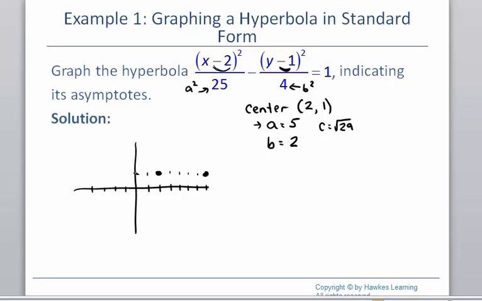And then I'm going to come back this way. 1, 2, 3, 4, 5. And so that's a vertex there. So I know now that for my vertices, I have the point (7, 1) and I also have the point (-3, 1). Now they didn't actually ask me to find those, but that's going to help me in drawing the graph.